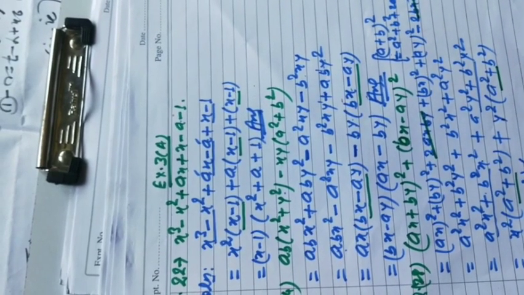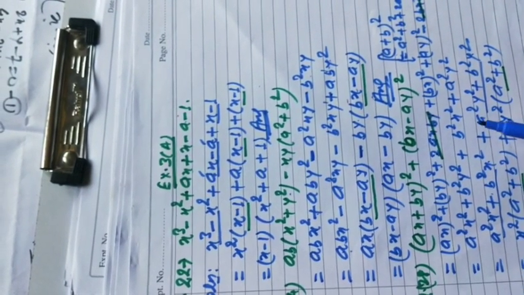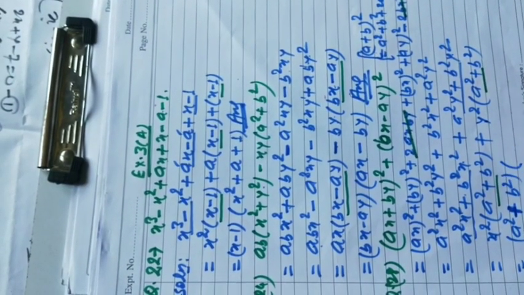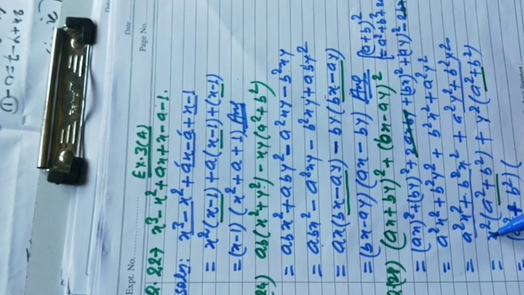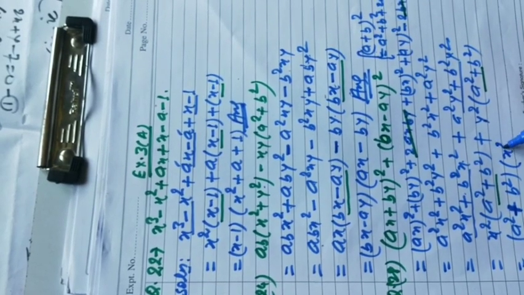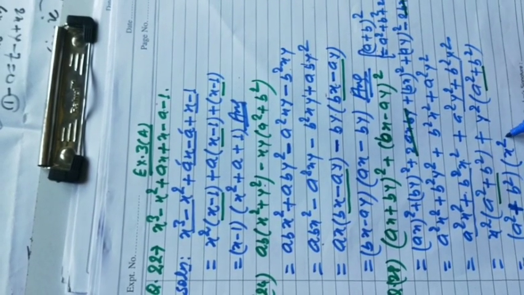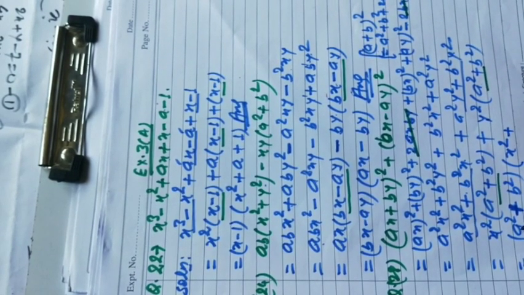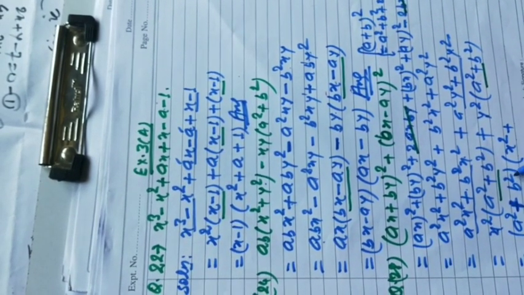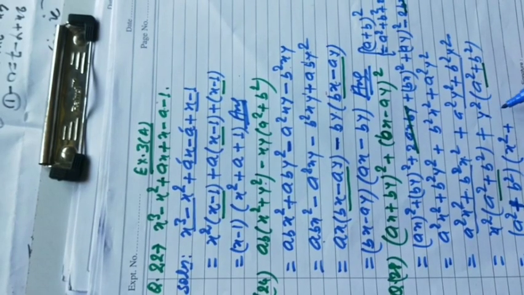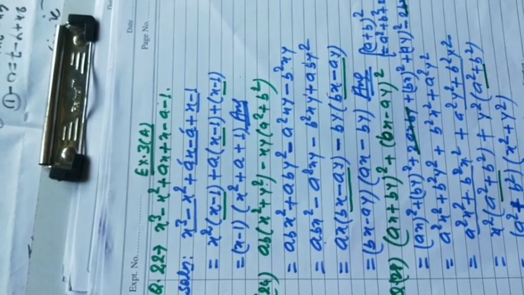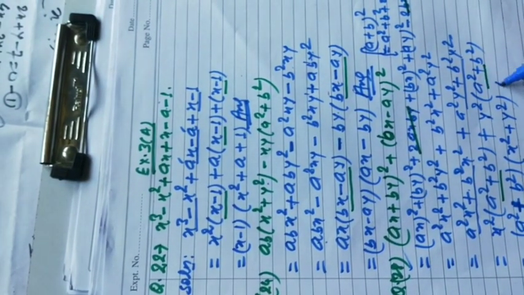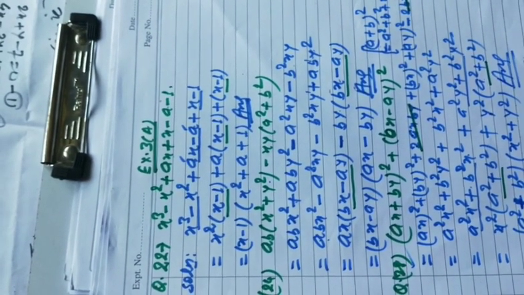Then you have to put the bracket after taking the common, and then a square plus b square will cancel by a square plus b square, x square will be left here, so put x square, and then after that plus sign is there, so put plus sign, and a square plus b square will be left, it cancels by this a square plus b square. What will be left? y square will be left here. So this is your factorization for this question number 28. This is your final answer.